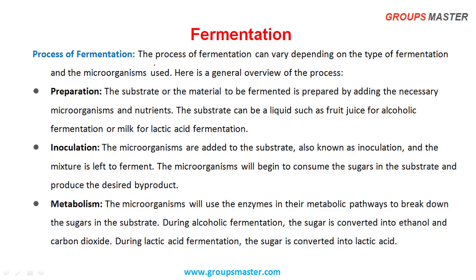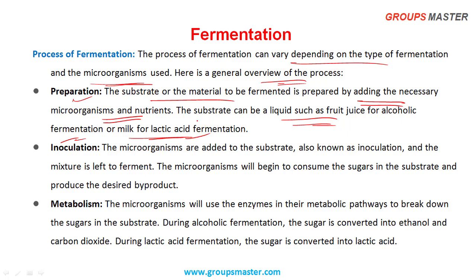Next is process of fermentation. The process of fermentation can vary depending on the type of fermentation and the microorganisms that are used in the process. Let us see some general overview of the process and the steps that are involved in the process of fermentation. First one is preparation. The substrate or the material to be fermented is prepared by adding the necessary microorganisms and nutrients. The substrate can be liquid such as fruit juice for alcoholic fermentation or milk for the lactic acid fermentation.